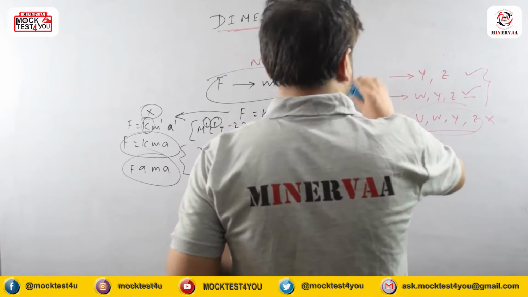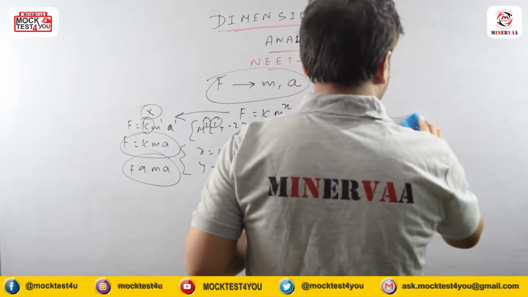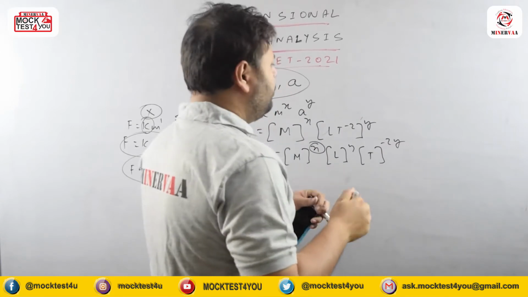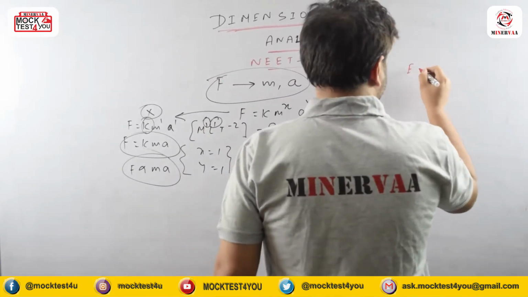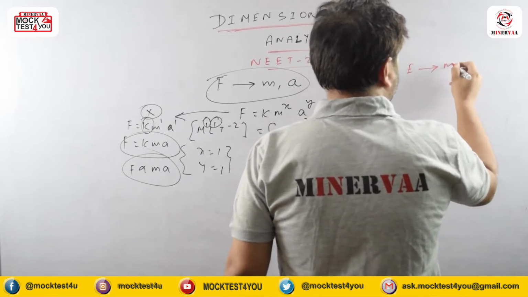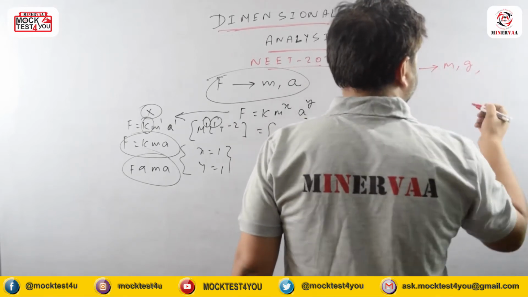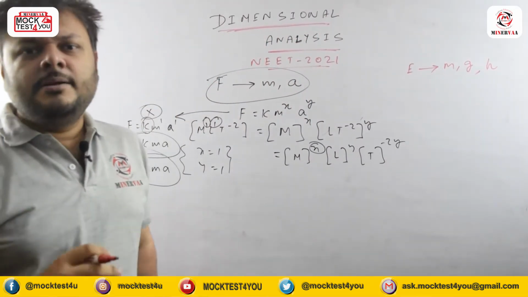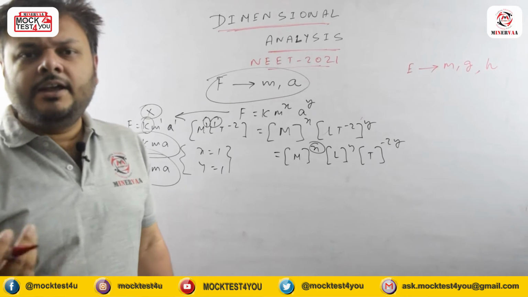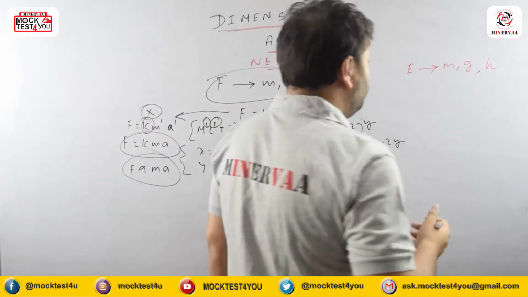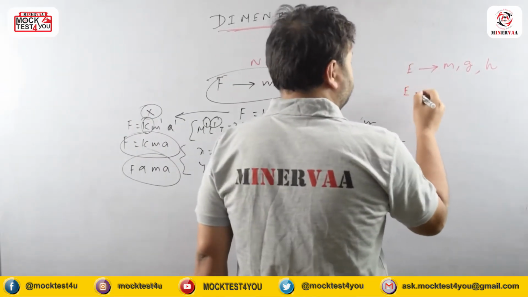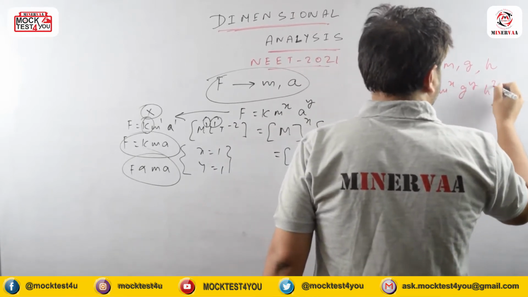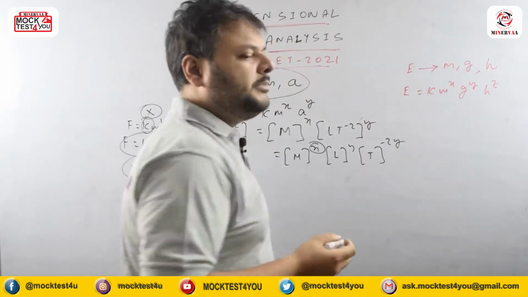Like we can do one very simple thing: energy. Suppose energy E is related to mass, acceleration due to gravity, and the height of the object. Now if it is related like this, then E equals k m to the power x, g to the power y, h to the power z, something like this.